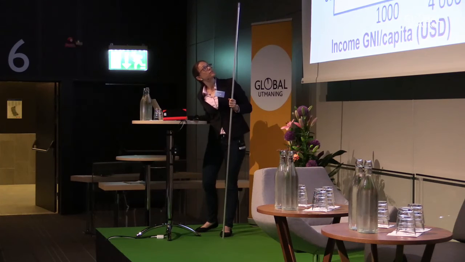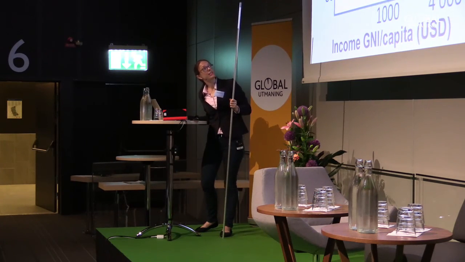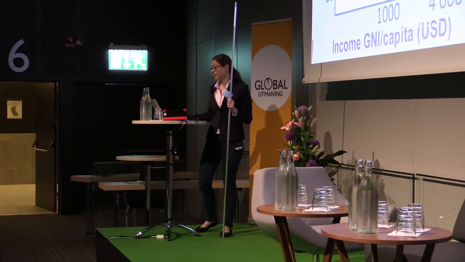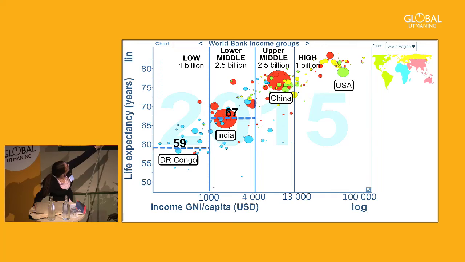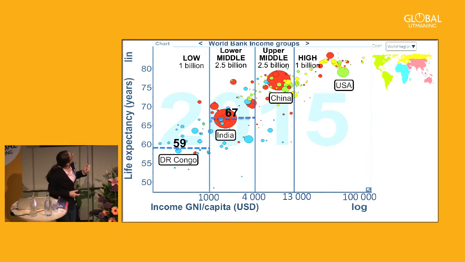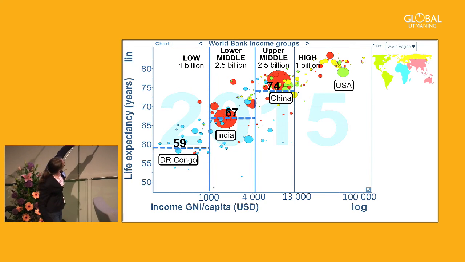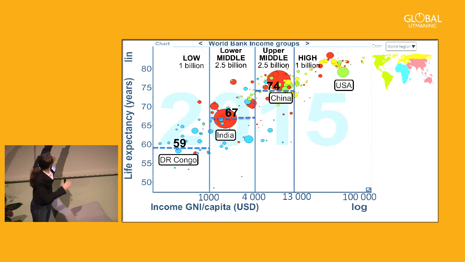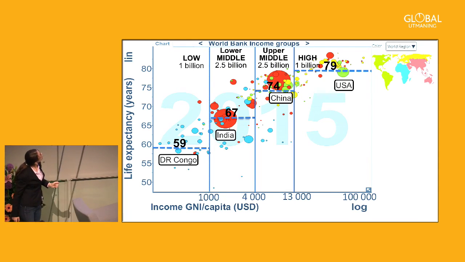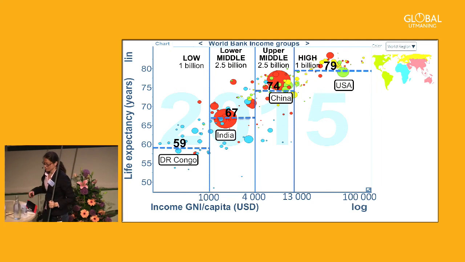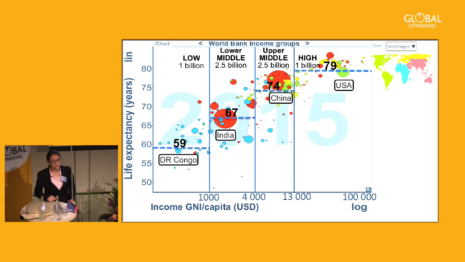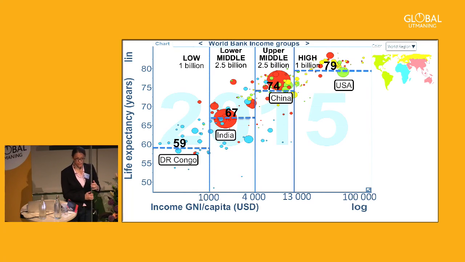And we can also take a look at the average life expectancy in each category. You see it's 59 in the low-income countries. It's 67 in the lower middle-income countries. 74, you have some countries here like Angola and South Africa pulling down the average. And finally, the high-income countries with a life expectancy of 79. So 59 to 79 is the range in the world today. The world average is 71.